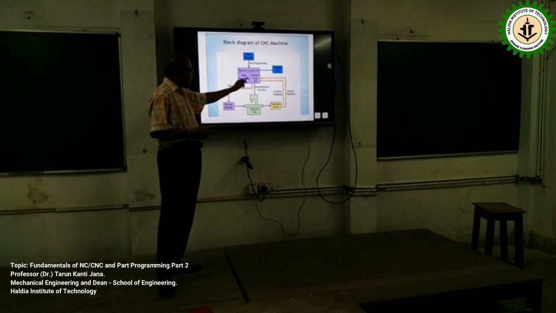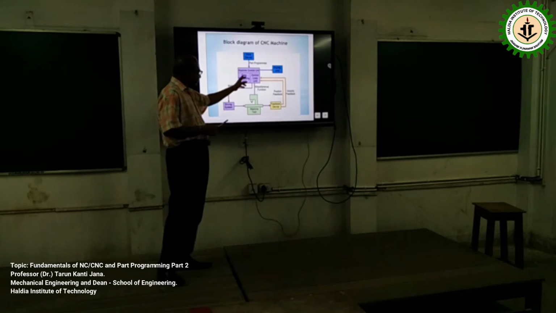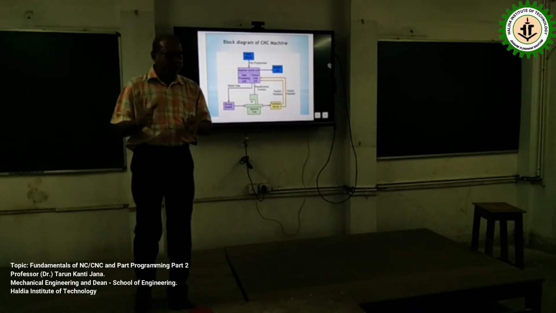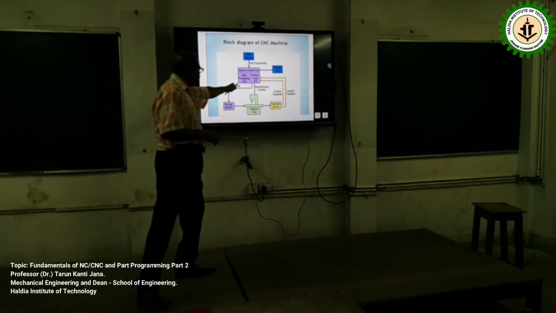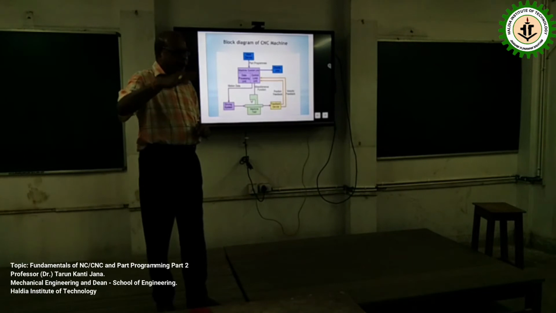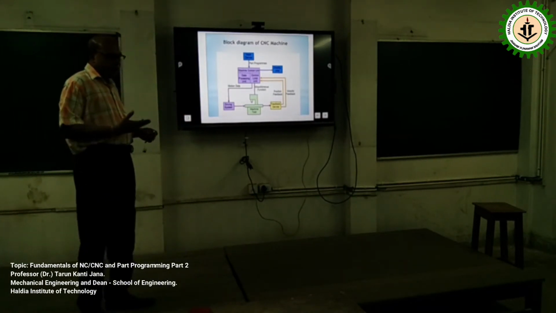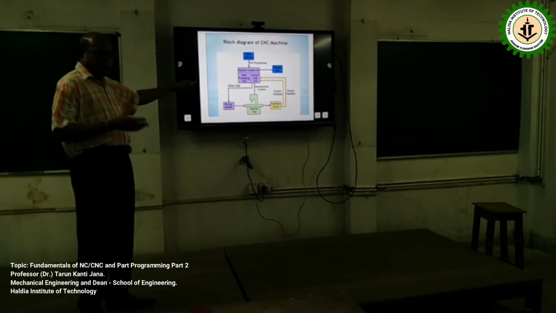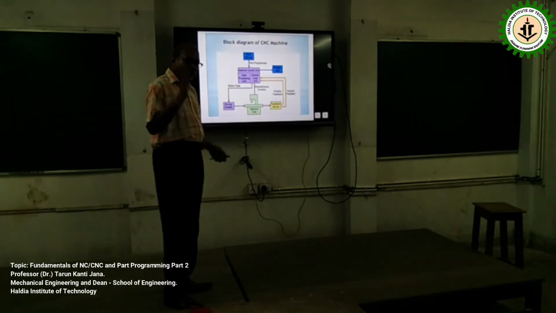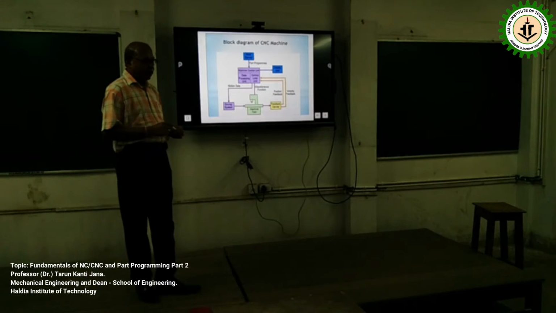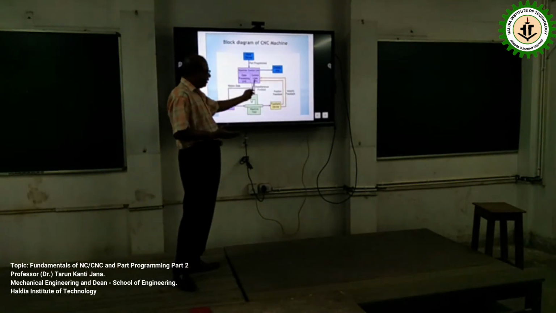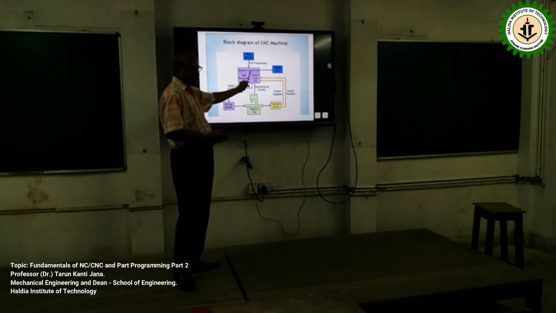Now this MCU has two parts. One is the data processing unit, another is the control loop unit. Again, within this DPU and CLU there is a hierarchy. DPU is the higher level. All decisions and calculations are taken care of by the DPU, and instructions are sent to the control loop unit for its implementation. So the entire logical decision or calculation is taken care of by the machine control unit.